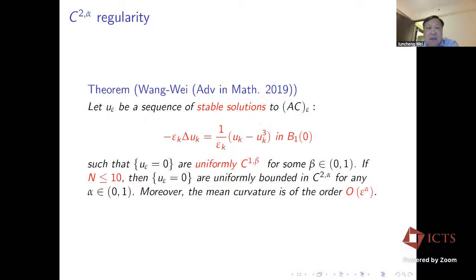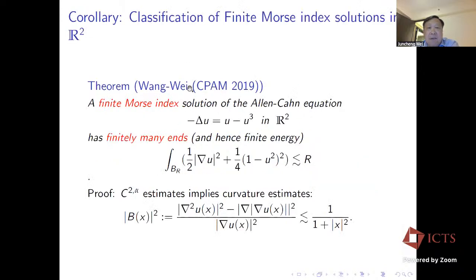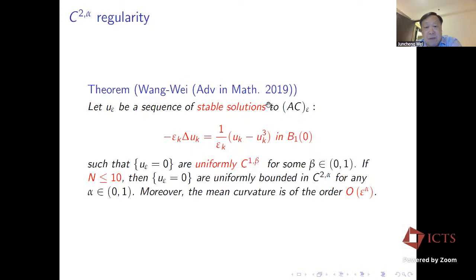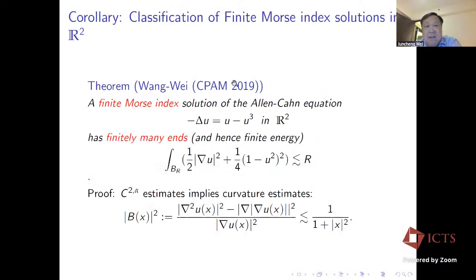Okay, so the proof of this is based on the capture estimate in this paper. As a consequence of this result, we can classify the finite Morse index solutions of the Allen-Cahn equation. We can show that a finite Morse index solution for the Allen-Cahn equation must have finitely many ends.